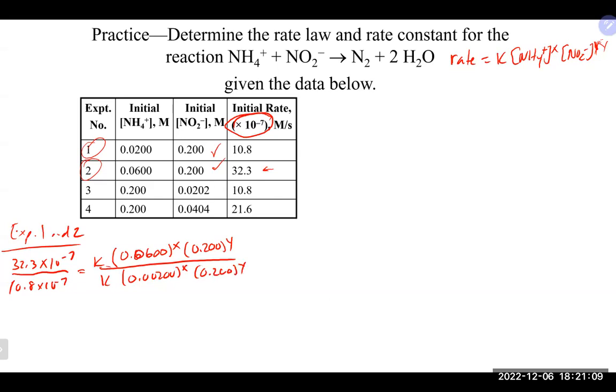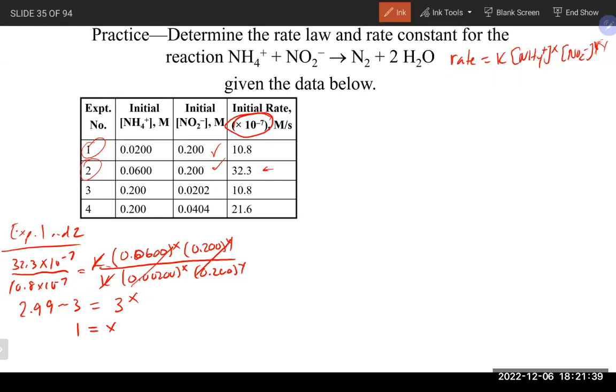So taking our top guy divided by our bottom guy is going to give us basically 2.99, I believe, which is pretty close to 3. The K's are canceling out. These guys here will give me 3 to the X, and those guys there will cancel out completely, meaning in this case, X will equal 1. Any questions on that one there?